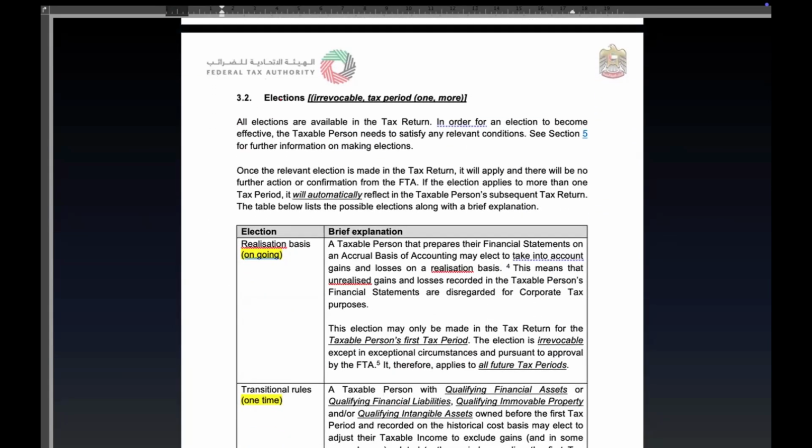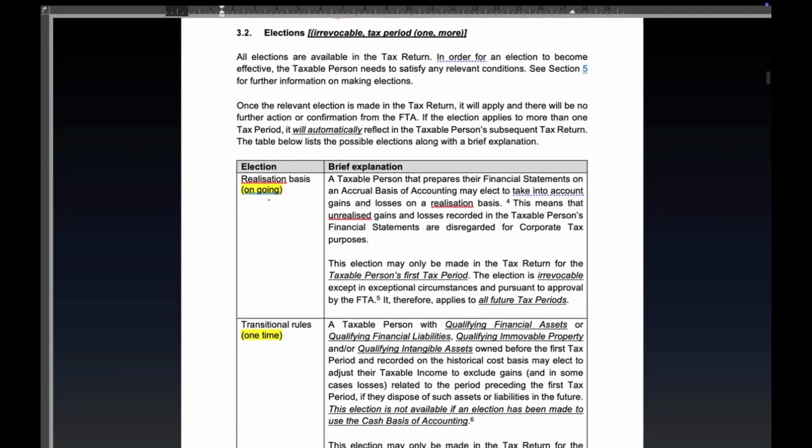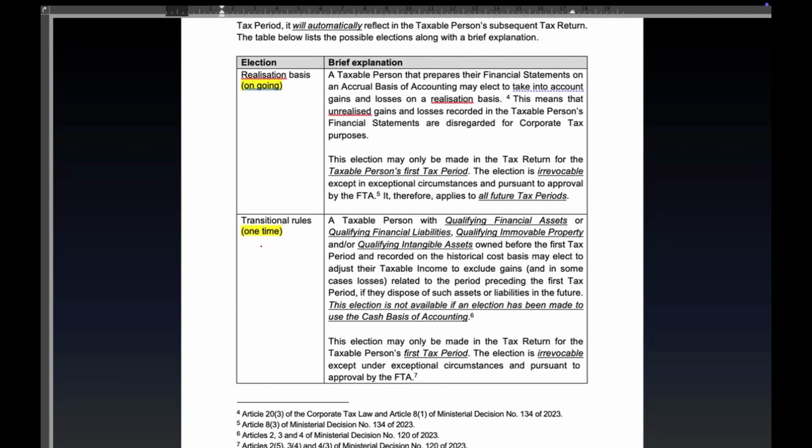Elections, as Faiza has already mentioned, some elections are irrevocable. Some cover the current tax period, one tax period, or multiple tax periods, and you need to look into what the impact of those elections will be on your taxable income. Like the realization basis, you need to opt for it one time and it will continue in the future as well, but you need to opt for it in your first tax period. Transitional relief is one time, and as a one time impact, you will not be required to do it again.